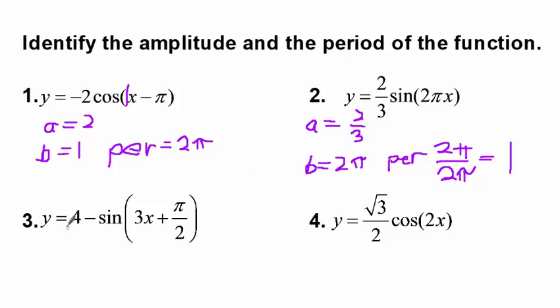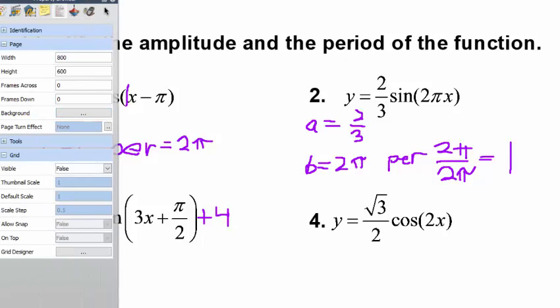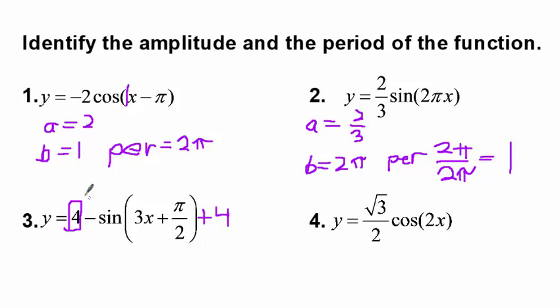Sometimes we need to be careful. K is put in the wrong place here. This is K, technically I should say plus 4 over here. And A is actually 1, but it is flipped over the x-axis. B is 3, and the period is always 2 pi divided by B. Don't need to simplify that at all.